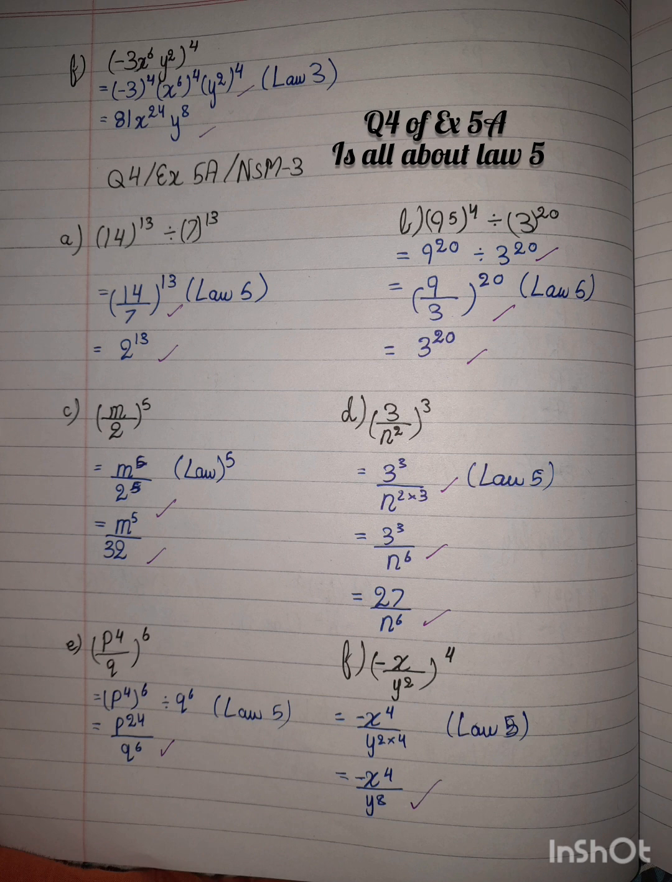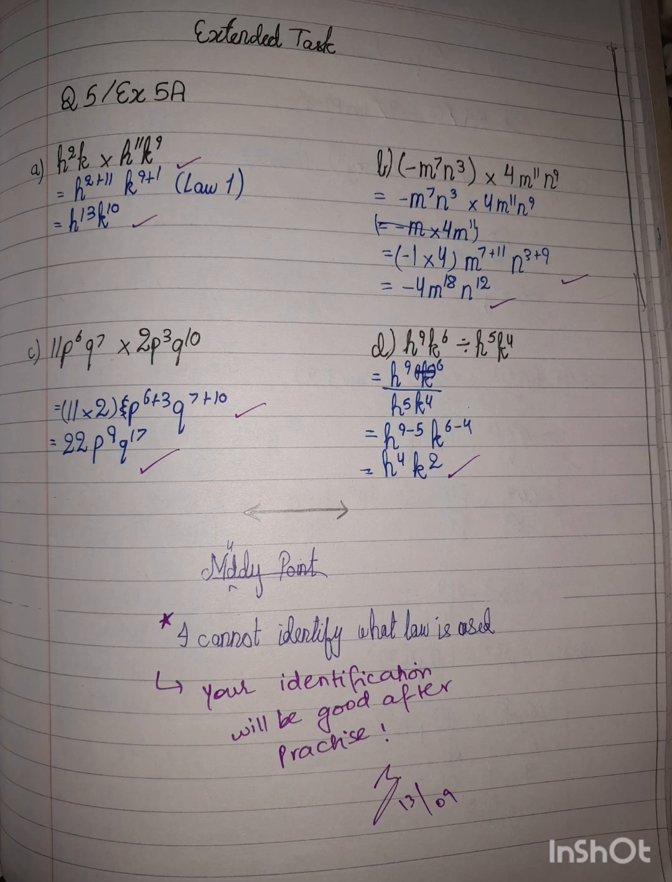So moving on to question number 4, which is all about law number 5. You can see that there are different bases but the power is same and there is division sign. So bring them in the whole power and then simplify them. So you can see in all these that either the power is separated or you can take the whole power to solve the question. You can always simplify when you have taken them in the same power.